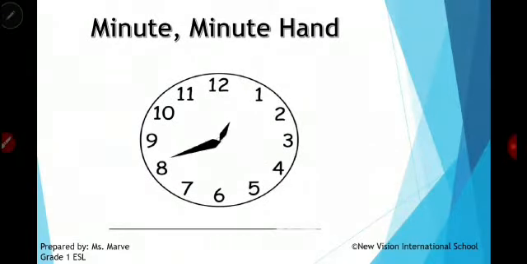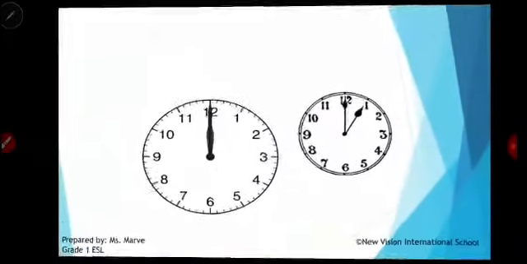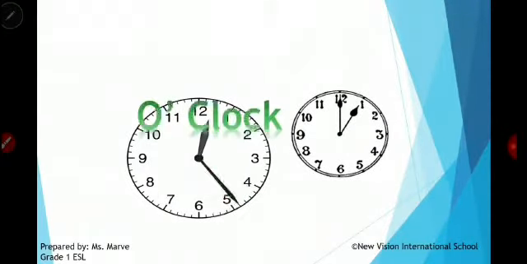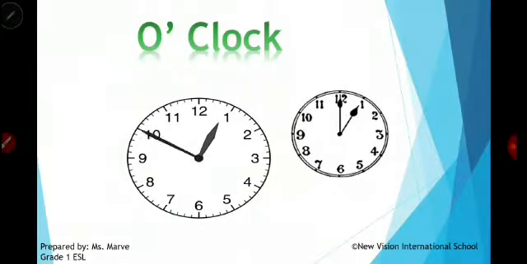Observe again the clock on the screen. There you can see the long hand is moving around the clock. Again, everybody say long hand, minute hand. Very good. The third one is o'clock. Can you say it again? O'clock. Try to look at the clock on the screen. There you can see the long hand is moving around the clock and it stops at 12.